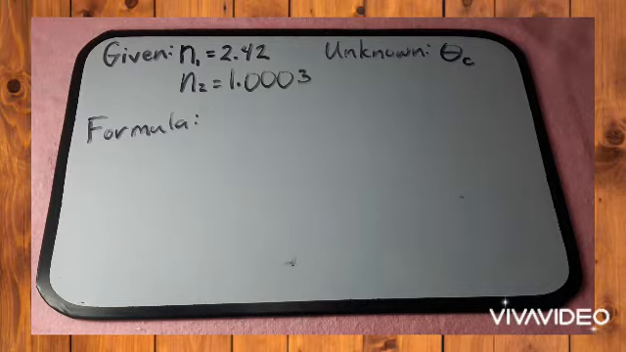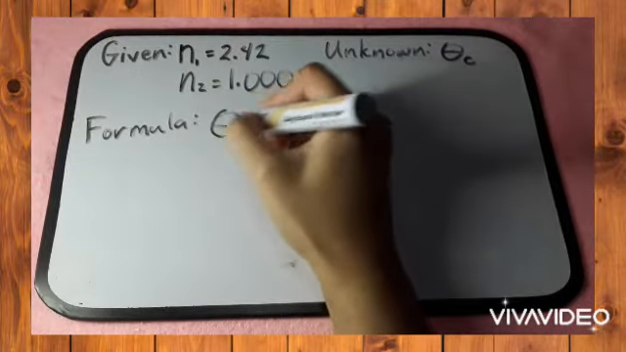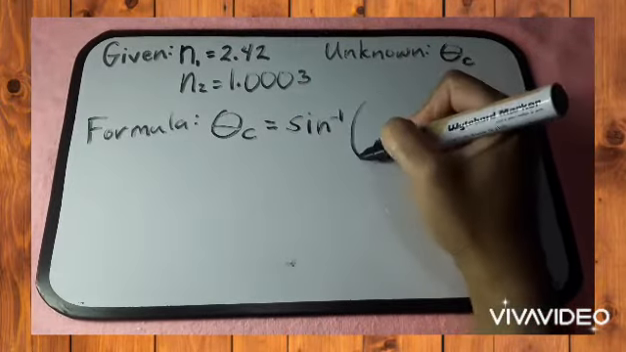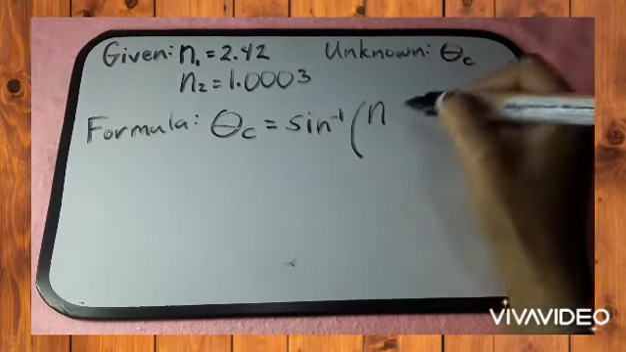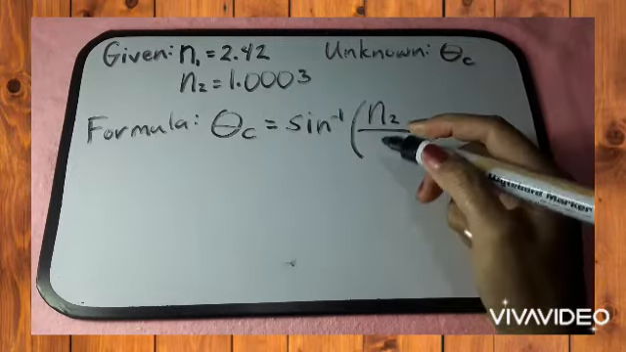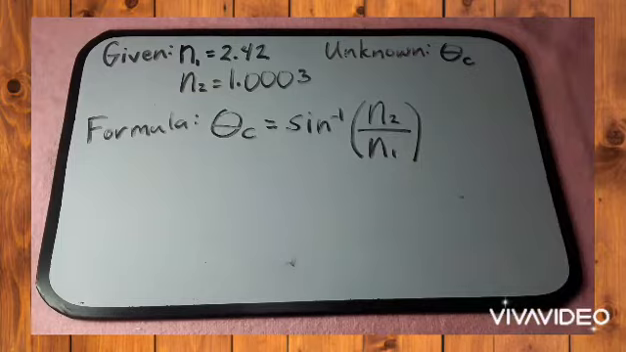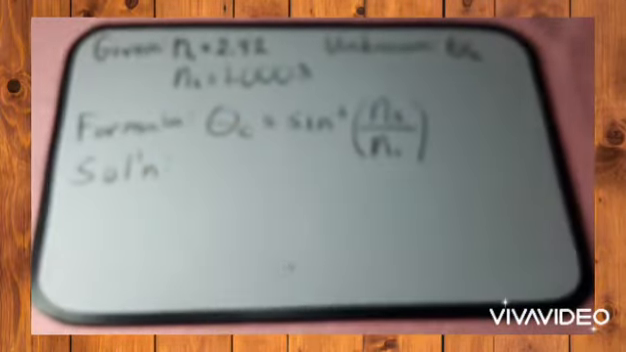And for our formula, we can now use: the critical angle is equivalent to sine raised to -1 times the index of refraction of air divided by the index of refraction of diamond. So let's now solve for the critical angle.